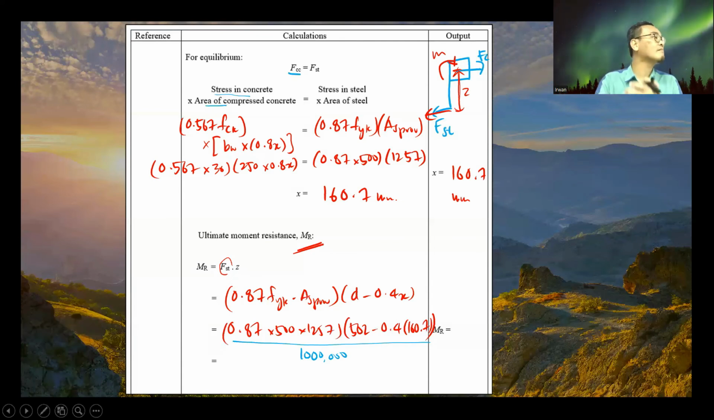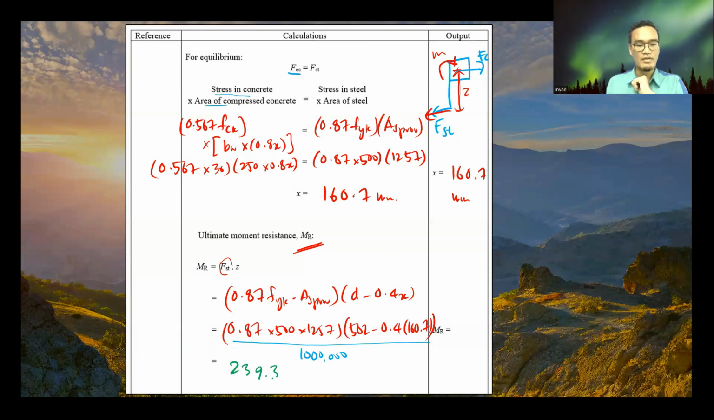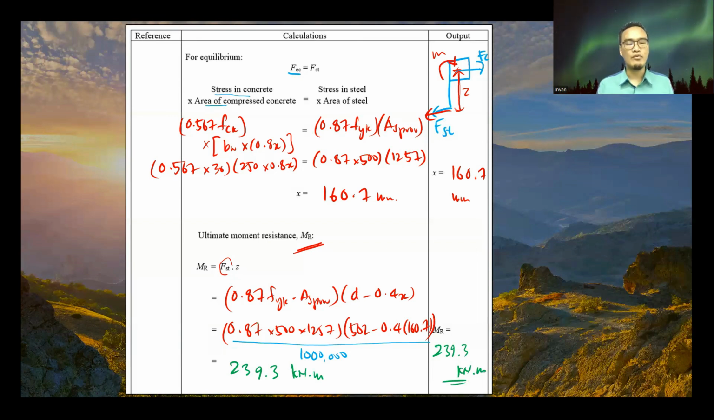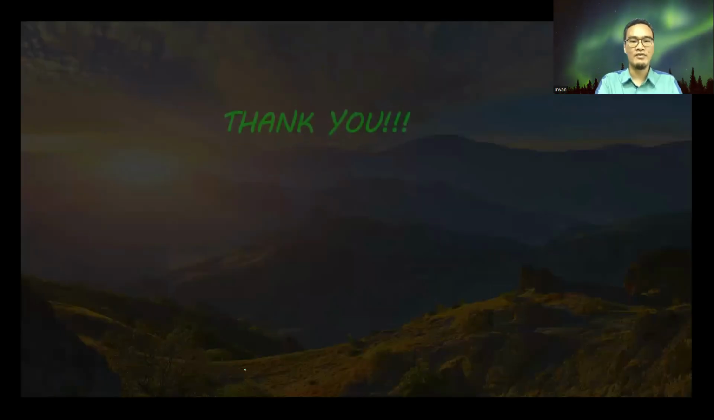Anybody can give me the answer? 239.3, unit is kilonewton meter. So this is the capacity of the beam. It means this cross section is able to resist up to 239.3 kilonewton meter of design moment. If the design moment is larger than this, it will fail. Okay, clear?